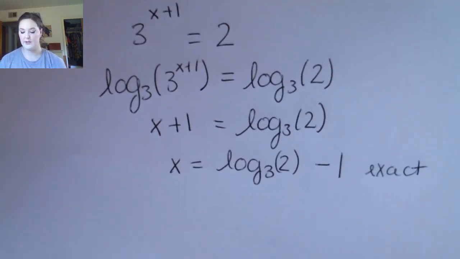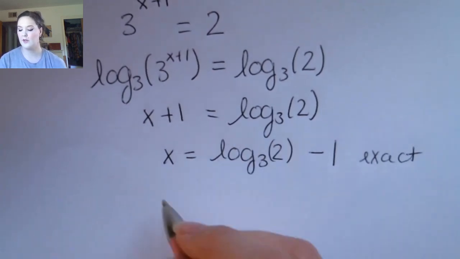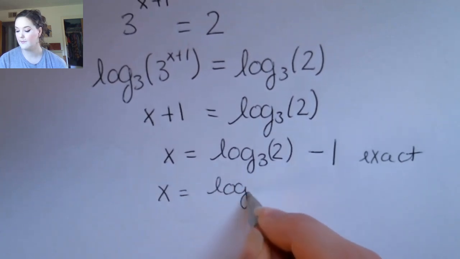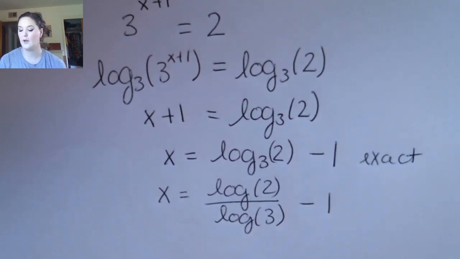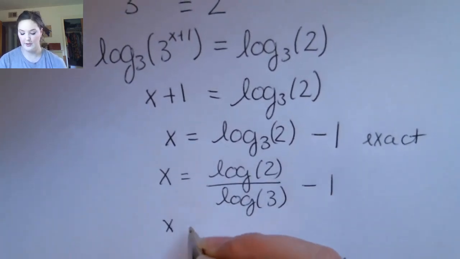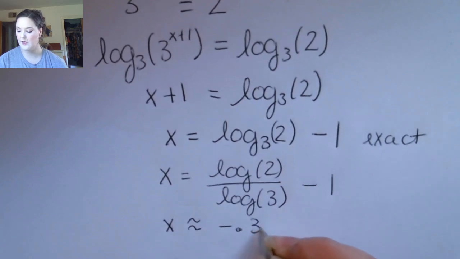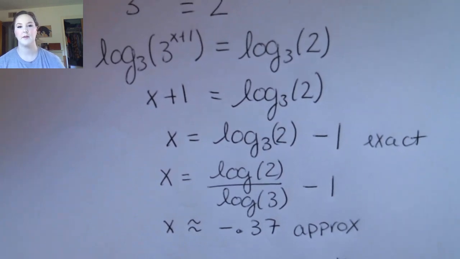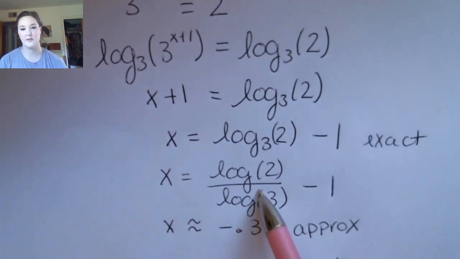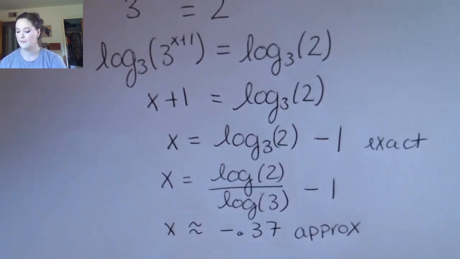Now if we wanted to get a calculator answer, we would need to use the change of base formula here. This would allow you to plug it into your calculator and get approximately negative 0.37. So this would be our approximate answer. You don't need to do this to give your exact answer. The only reason we're doing that is to be able to plug it into our calculator. All right, let's look at another one of those.